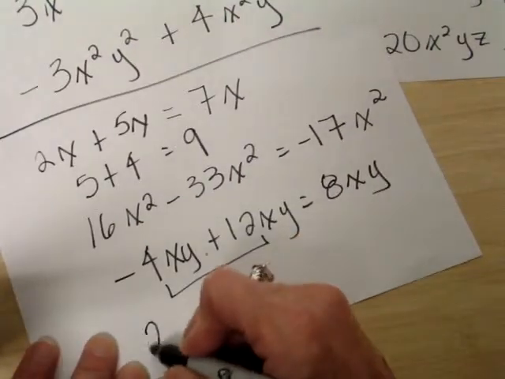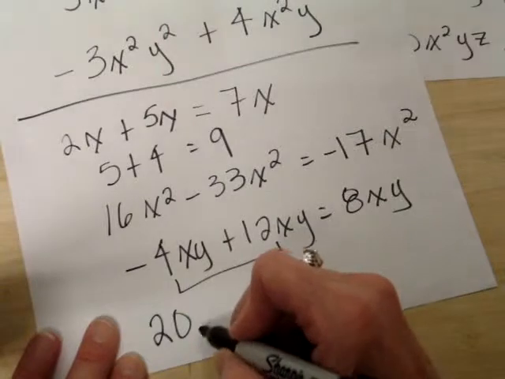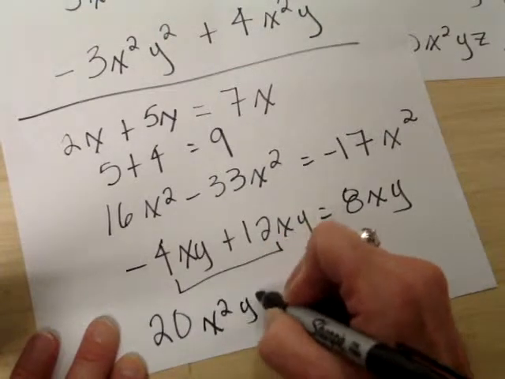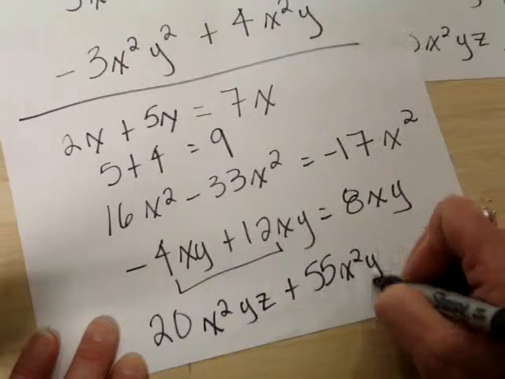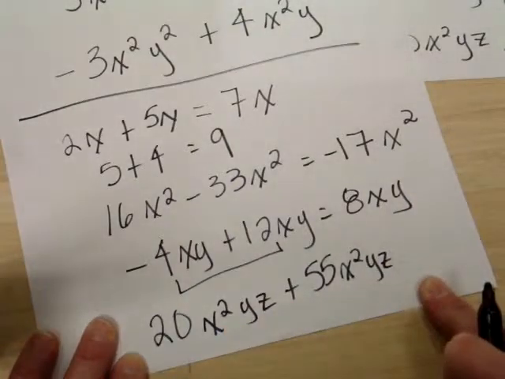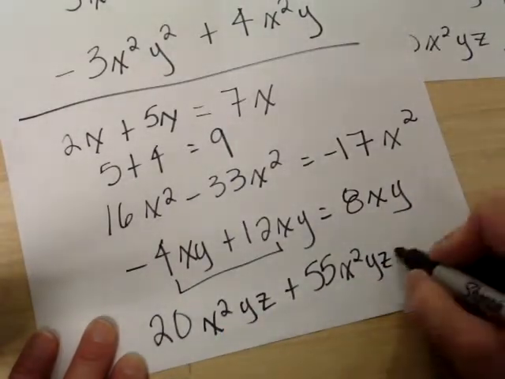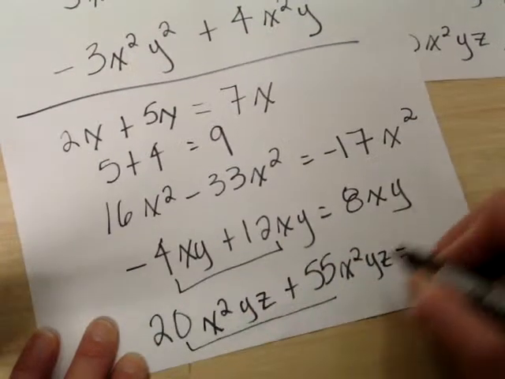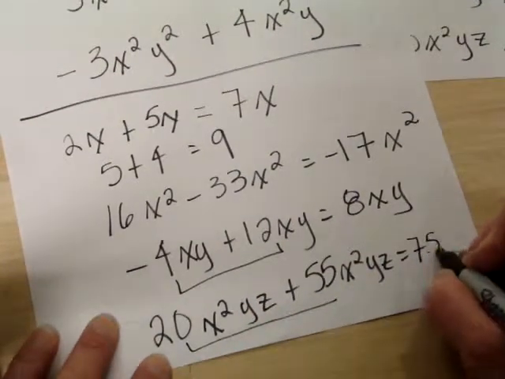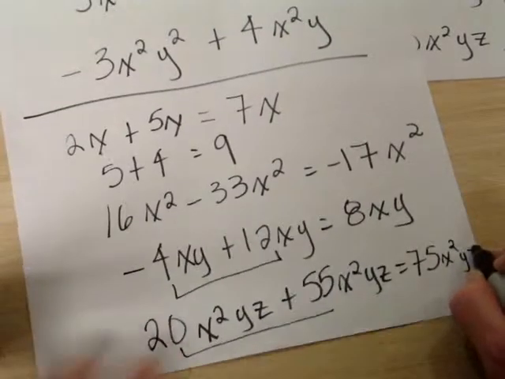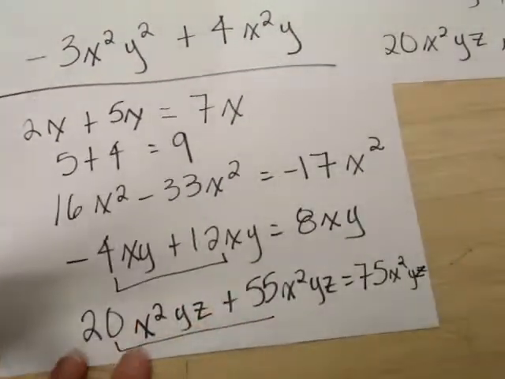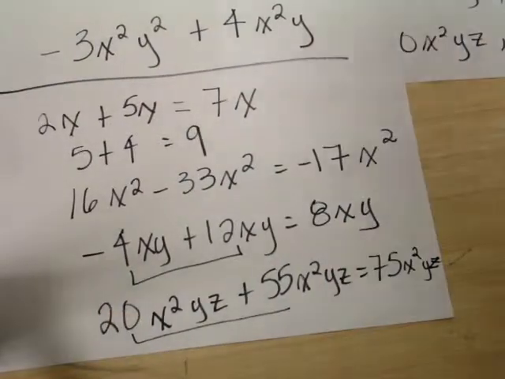And then the last example is 20x squared yz plus 55x squared yz. As long as they're like terms, I just add my coefficients. My 20 plus 55 gives me 75x squared yz, and I just keep it like that. And that is how you combine like terms.